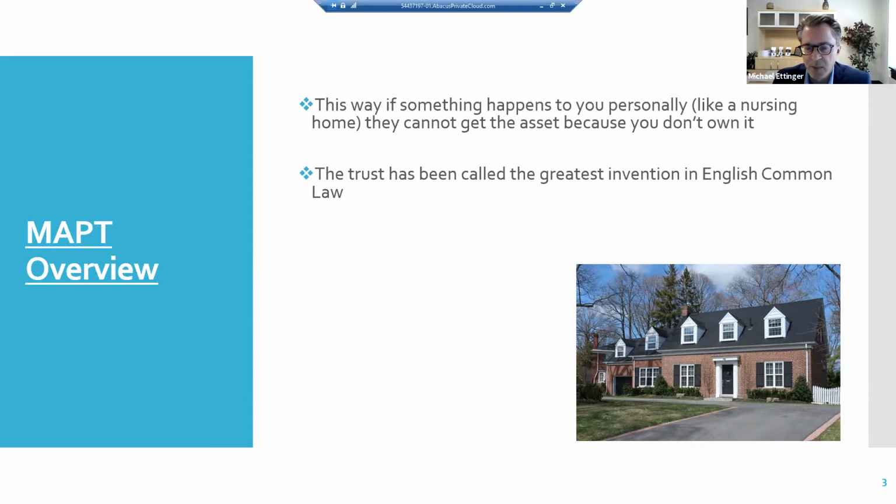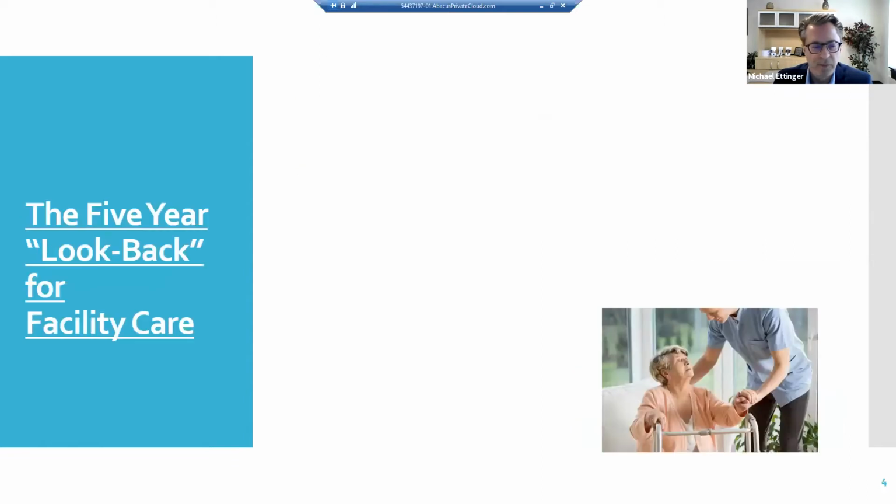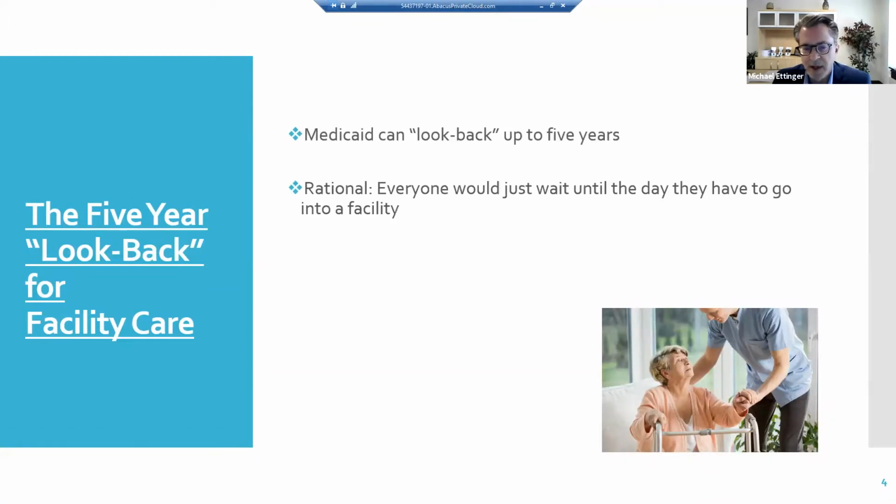This idea that you could separate the use and enjoyment of something and keep the use and enjoyment without having the ownership. So now we get right away to the 5-year look back for facility care. It means Medicaid can look back up to 5 years. And why do they have the look back? Well, if they didn't, people would just wait until they needed to go into a nursing home, move everything out of their name a few days before, and then say, I'm here, take me, I don't have anything, I'm eligible. So the look back means they can look at anything you transferred out of your name into the trust for up to 5 years.